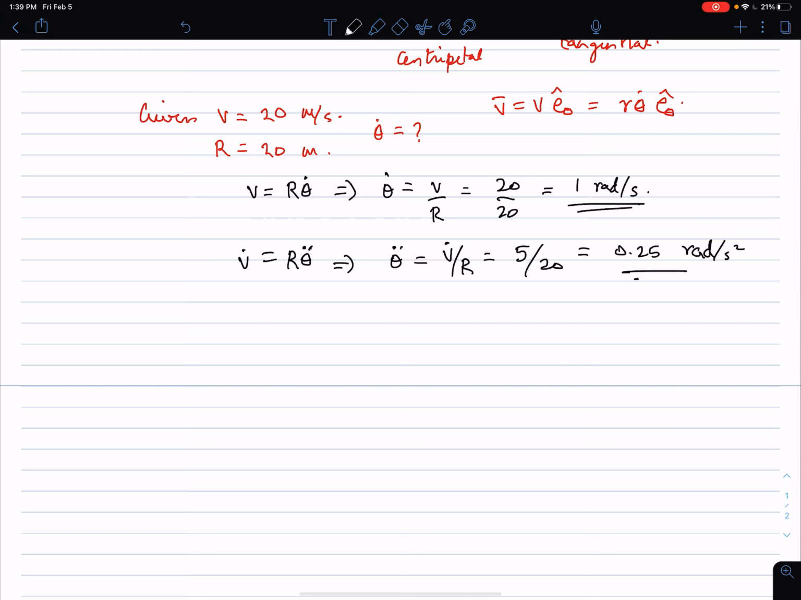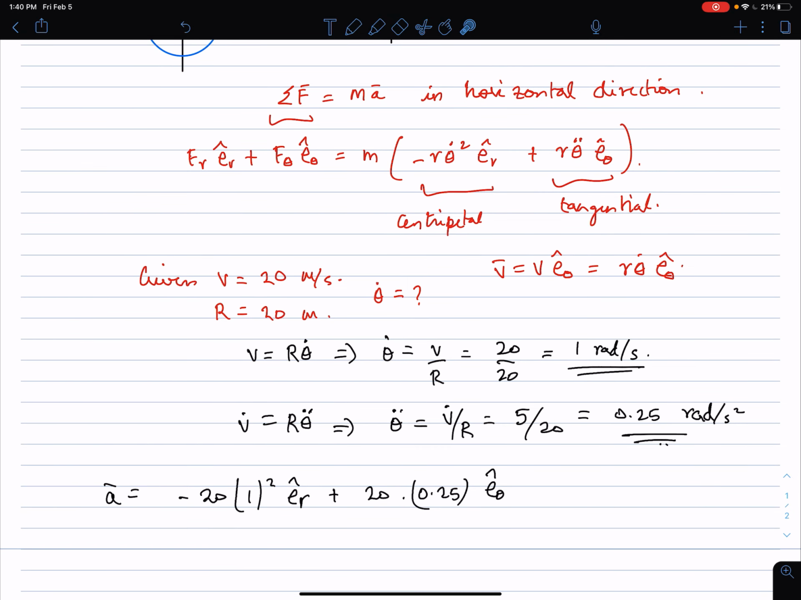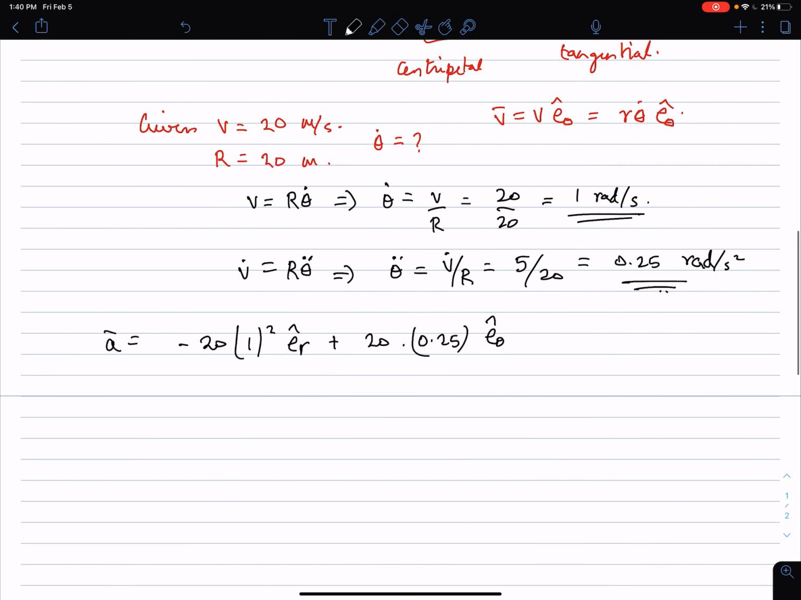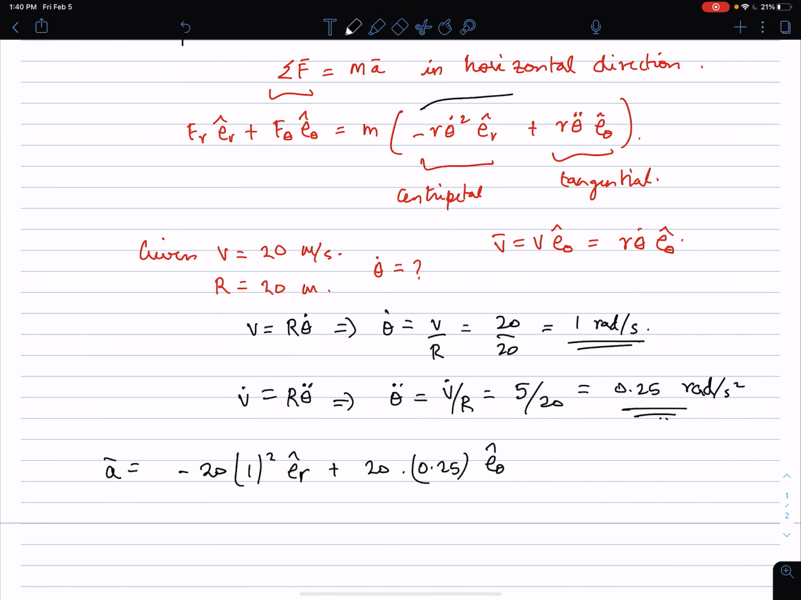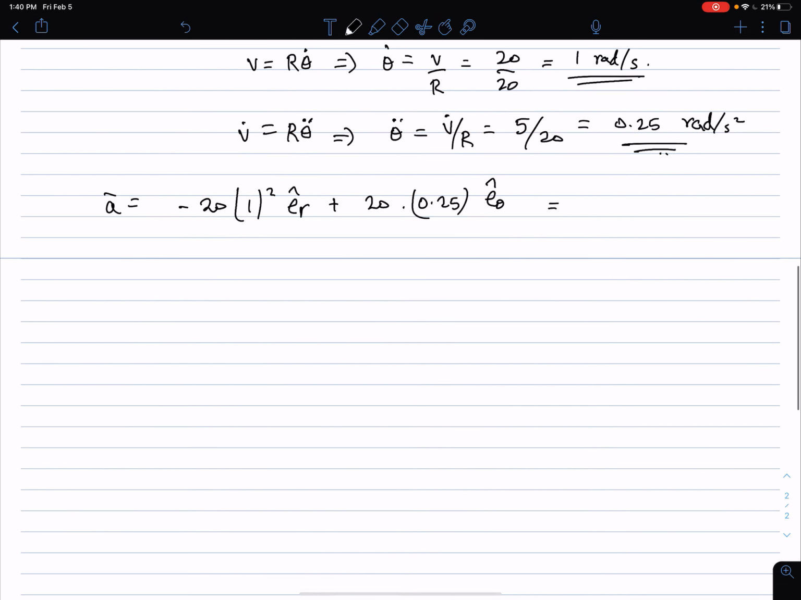So we can use these two things. So we say A equals minus 20 theta dot square, which is 1 square, e_r plus r theta double dot, which is 0.25, e theta. So you're just plugging these quantities into this formula. This is basically the polar acceleration formula. Okay. So we have a equal to minus 20 e_r plus 4 e theta.